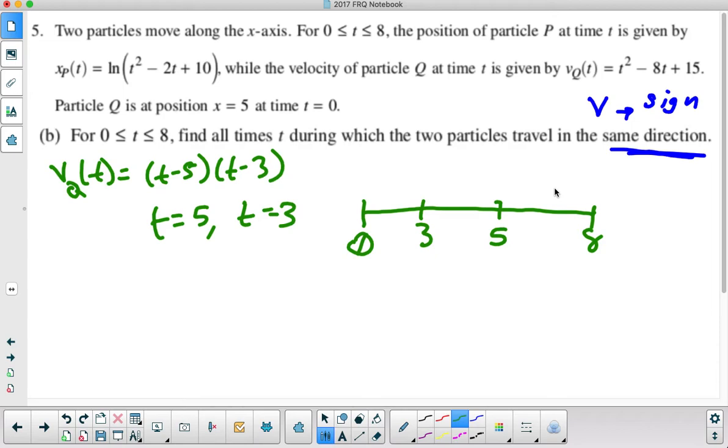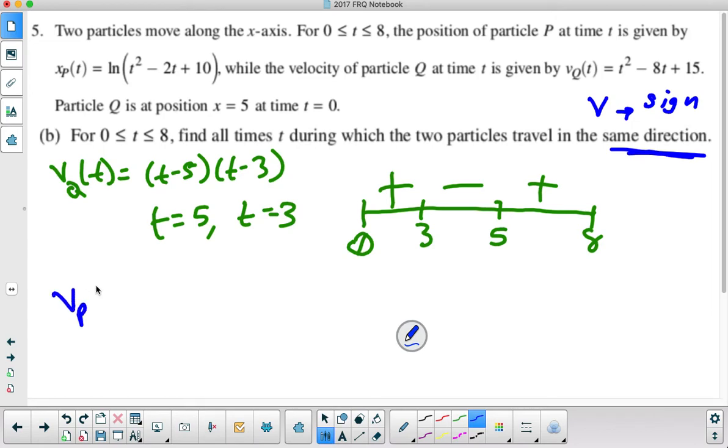So we need some number between 0 and 3 to decide whether it's going to be positive or negative. So pick any number between 0 and 3, plug it in here, and if we use 1, we get negative and negative, so that's a positive. Pick a number between 3 and 5, like 4. That's going to be negative, positive, so that's negative. And then a number between 5 and 8, like 6, positive, positive, gives you a positive. Okay?